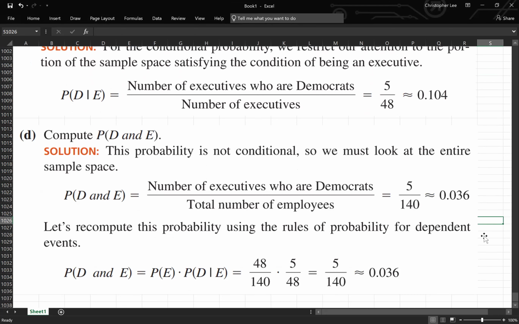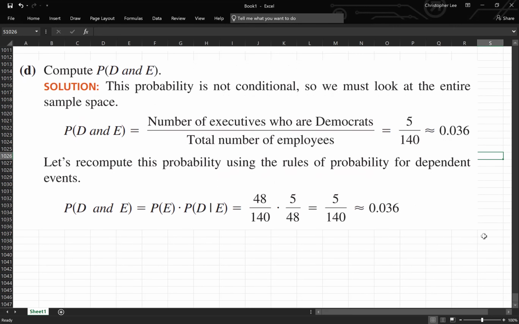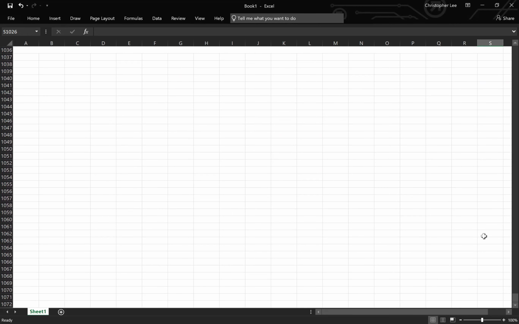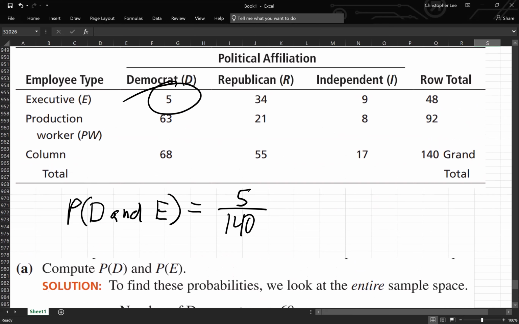So the probability of Democrat and executive is not conditional, so we must look at the entire sample space. It means over the total of everything. So the probability of Democrat and executive is the number of executives who are Democrats at the same time. That's the five over the total of everything, 140. And then we have some other dependent stuff here. Don't worry about that. You guys did great on all of this.